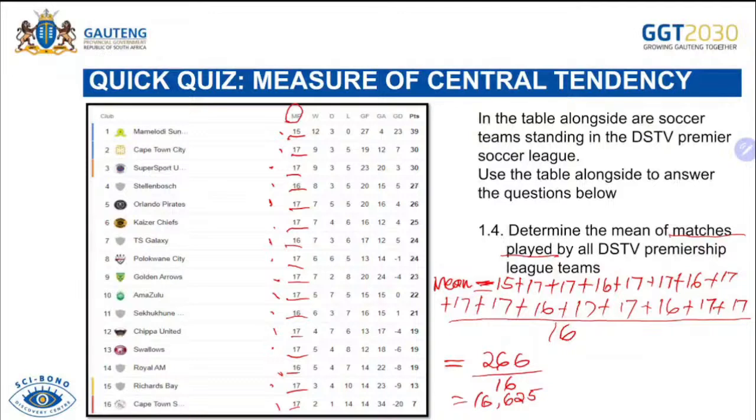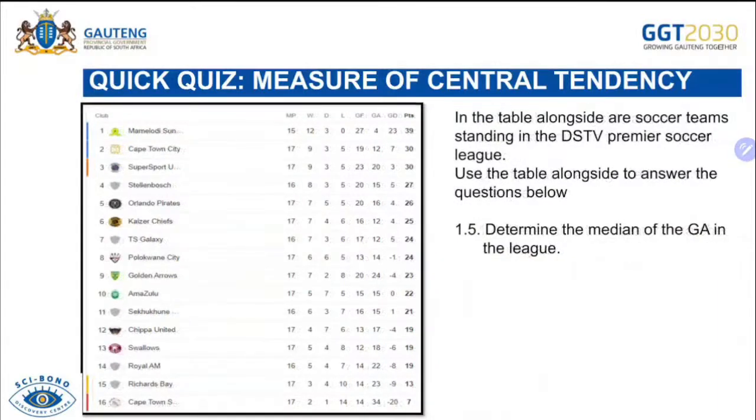16.625. Because the examiner did not state how many decimal places I must round off to, I can leave it like that. But if they say round it off to 1 decimal place, then it will be 16.6. Because it's not stated, they just said determine the mean. I've added all the values, divided by the number of values, and I got my answer to be 16.625.